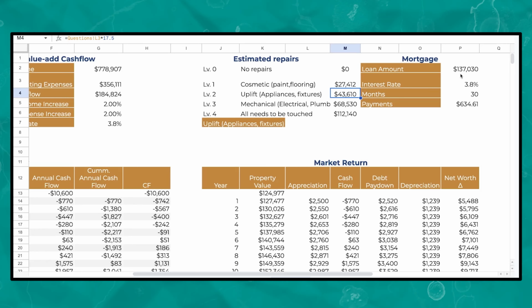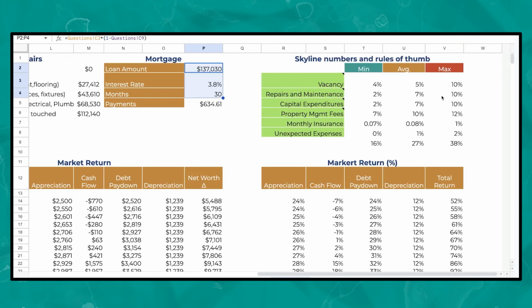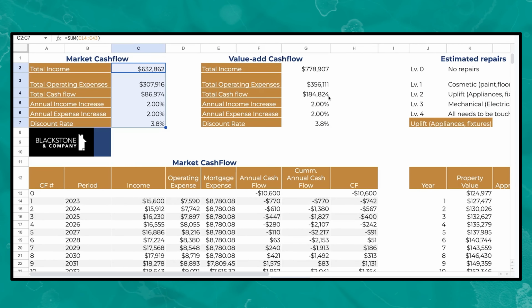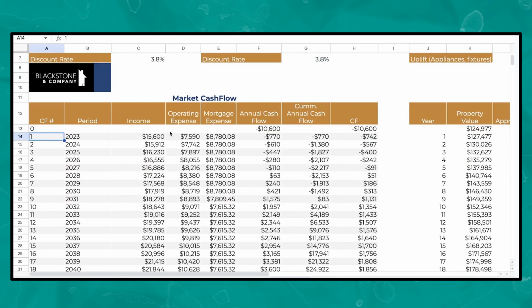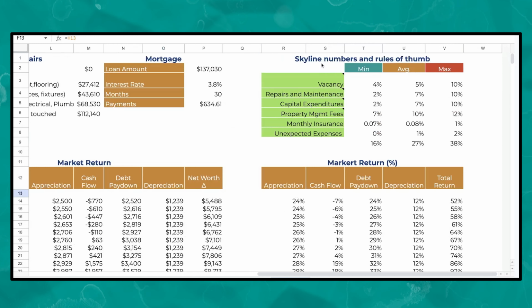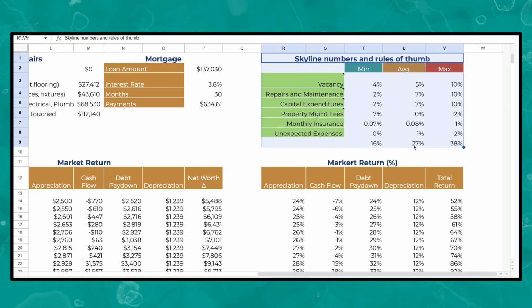So 16% is great for me. Now, through that, I'm just going to show you the back end. It doesn't really matter. It's just going over a little mortgage calculator. It's got your market cash flows, your value add cash flows. You can look at it from a monthly basis of what those numbers come out to be, what your annual cash flow comes out to be, all that. We also have kind of a rules of thumb and skyline number for those variable expenses. And these are your variable expenses, and you can adjust these accordingly to whatever you decide to be, right?